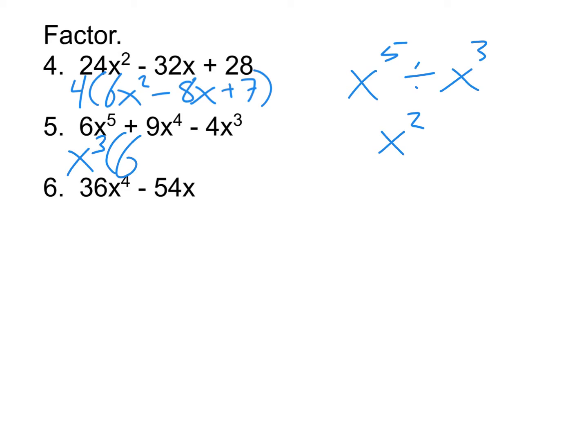So I'm now going to take the 6x to the 5th divided by x cubed. I get 6x squared. Plus, now 9x to the 4th divided by x cubed. The 9 is going to stay the same. X to the 4th divided by x cubed. Again, we subtract the exponents. So 4 minus 3 gives me 1, so that's x to the 1, which of course is just x, so I'm going to leave that as x then. Minus, and then 4x cubed divided by x cubed leaves me with 4. The x cubes all were divided out, and so those are now no longer present in that term.